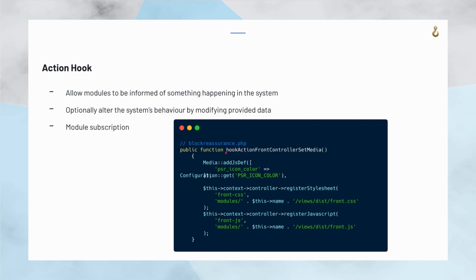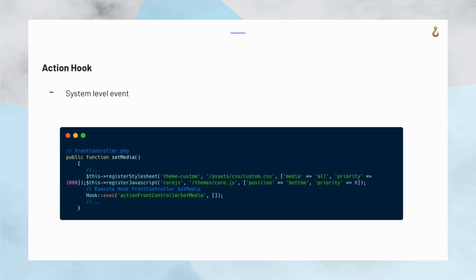This is where we are actually subscribing to this event. We are reacting to a certain set media action that happened somewhere else in the system. Let's go ahead and see where this action took place, where it's being emitted, let's say, if we are talking reactive programming here. I took this example from the FrontController.php, the setMedia to be specific, and I took some code to make it simple. I'm calling register style sheet and JavaScript again to insert some CSS and JavaScript files here.